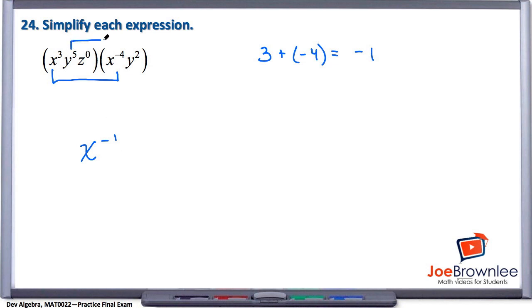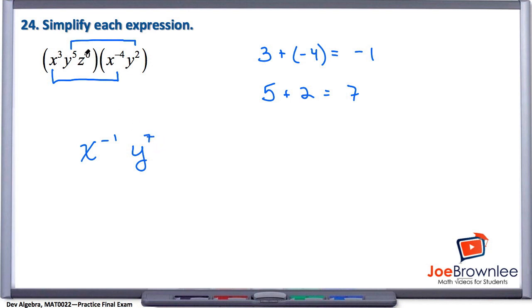Next, we'll do y to the fifth times y squared. Again, we know our base will be y, but what's the exponent going to be? Well, we're going to do 5 plus 2, and we know 5 plus 2 is 7, so the exponent on our y will be 7.